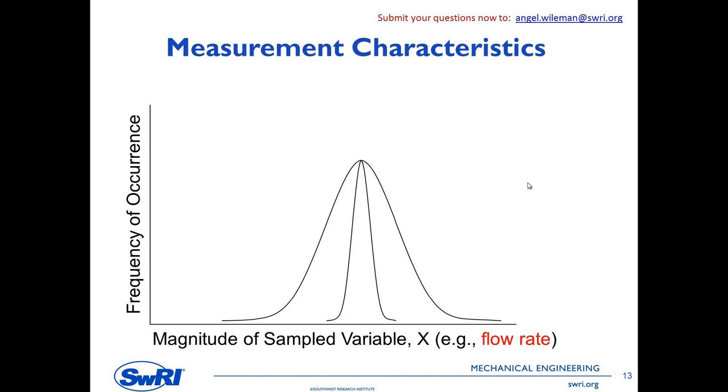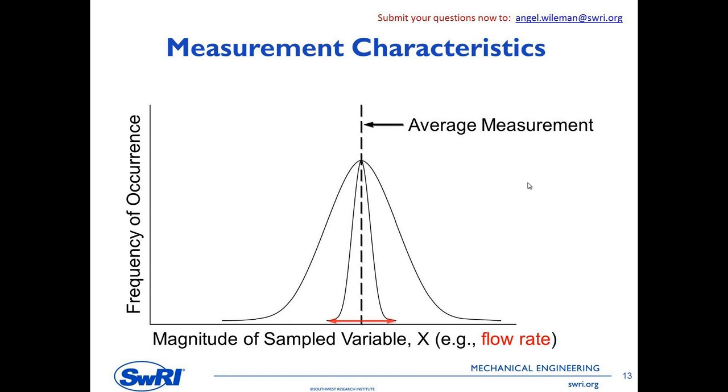So what I'm showing here is just a normal distribution. If you take multiple measurements, the y-axis is how often those measurements occur, and the x-axis is what you're measuring. So in this case, let's say we're measuring flow rate, and we have this distribution of points around some mean value. I'm going to point that in the middle. That's the average measurement that we get.